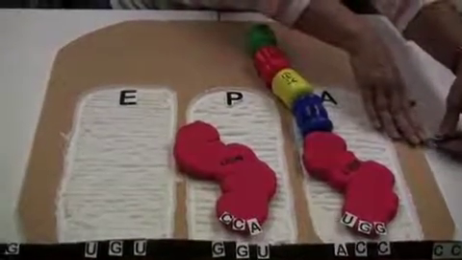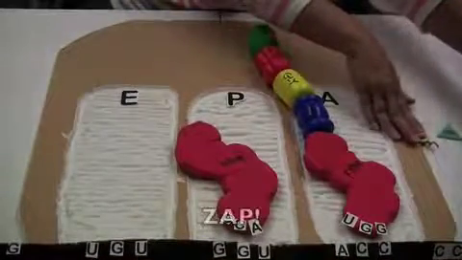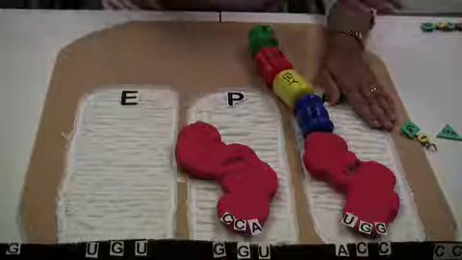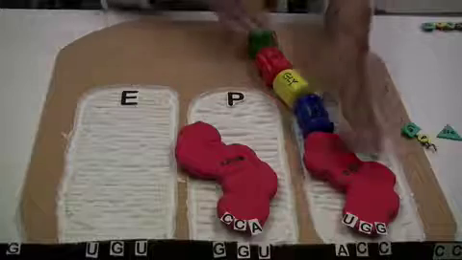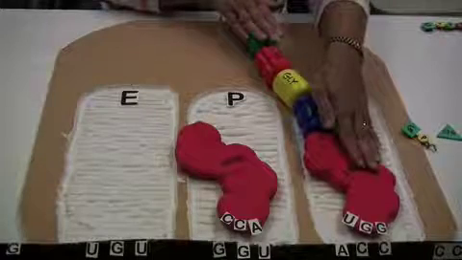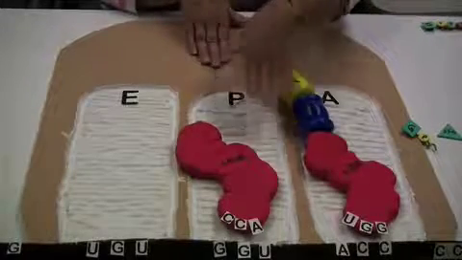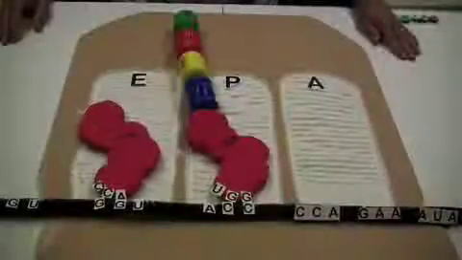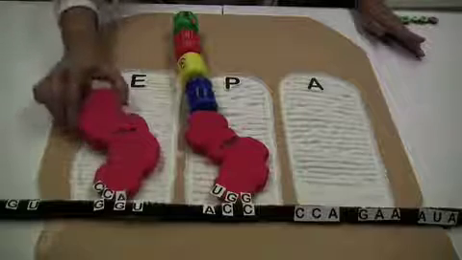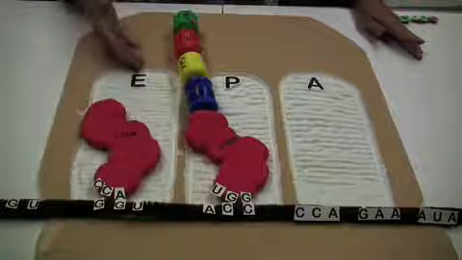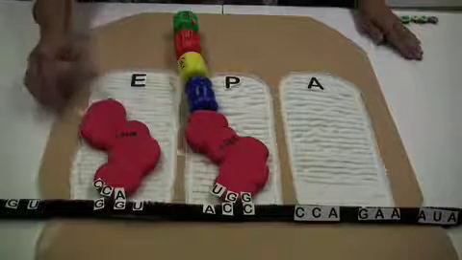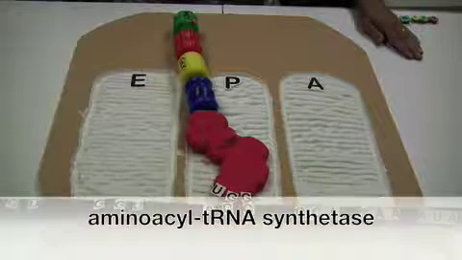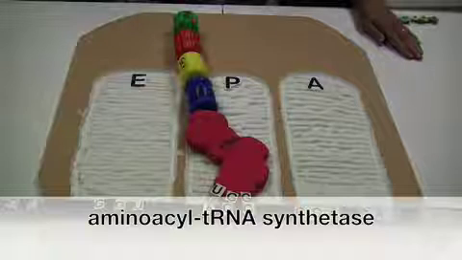GTP is going to hydrolyze again, and now we are going to have the movement of the ribosome down again. This will shift the growing peptidyl chain to the P, and we are going to have an empty A again. Now once again, on the E site, the exit site, we have an empty transfer RNA which is going to float away and be recharged again by amino acyl transfer RNA synthetase.